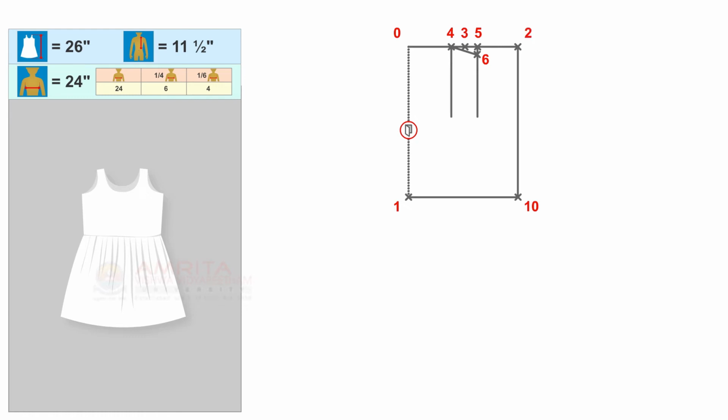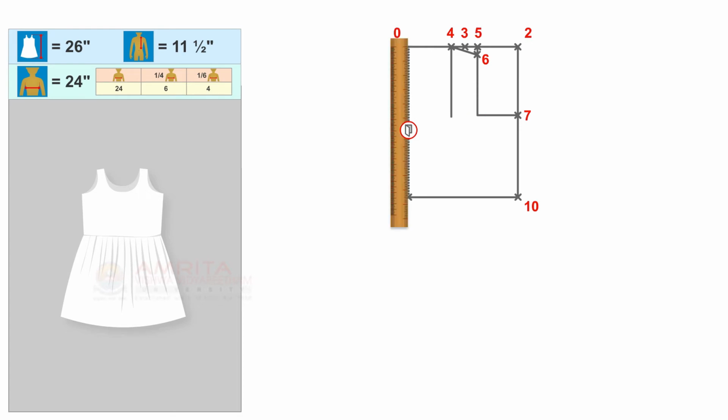Starting from point 2, measure 1/6 of the chest plus half inch, which is equal to 4.5 inches, and make a mark. This is point 7. From point 7, draw a right angle line until it meets the line drawn down from point 5.